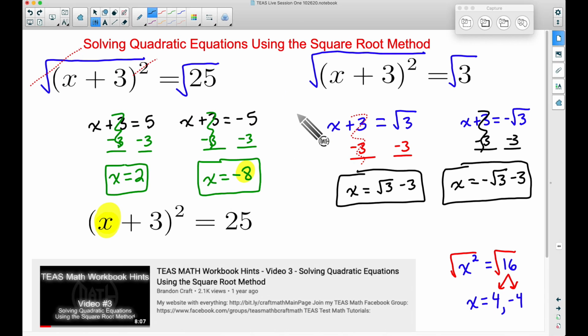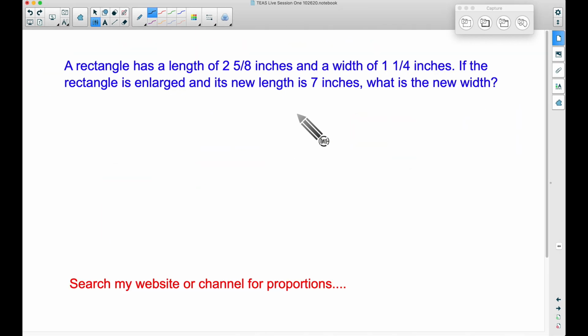So that's it for solving quadratics with the square root method. I did get some requests from you all about proportions. This is a proportion, and it's a word problem.